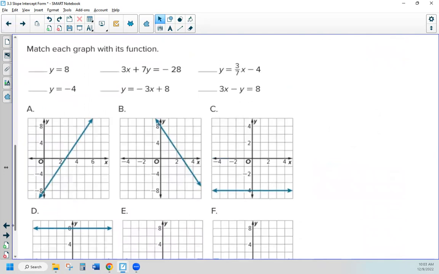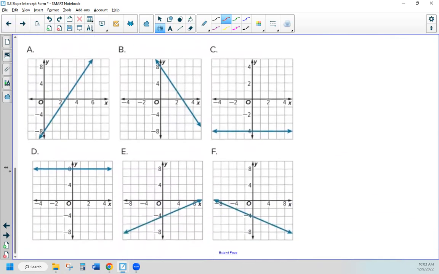This part of your book right here, I would encourage you to pause it and give this a try. You need to match the graph with the function. You got this. Here we go. All right, so I'm going to start with the easier ones, and then I'll go to the ones that require a little bit more work. So the first one I'm going to go to is my y equals 8 and my y equals -4, because these are just horizontal lines that we just spoke about.